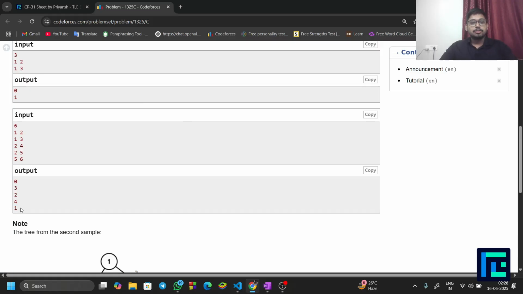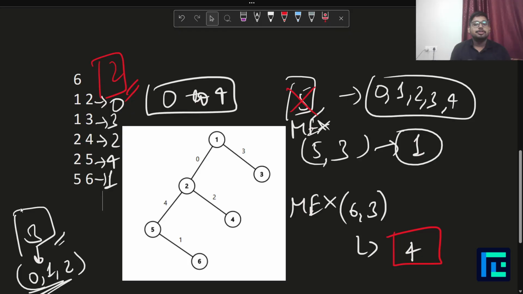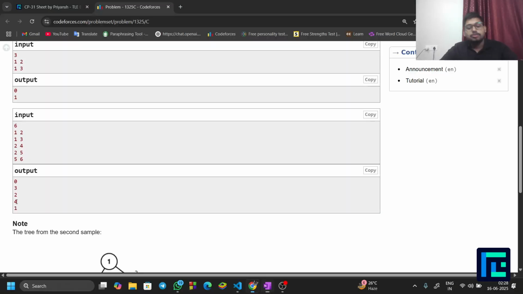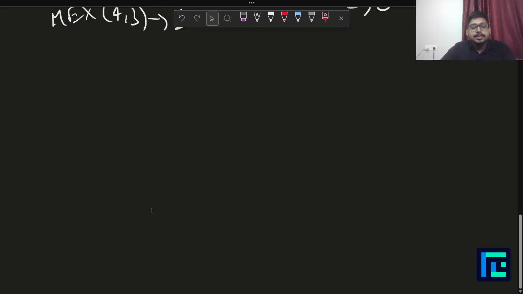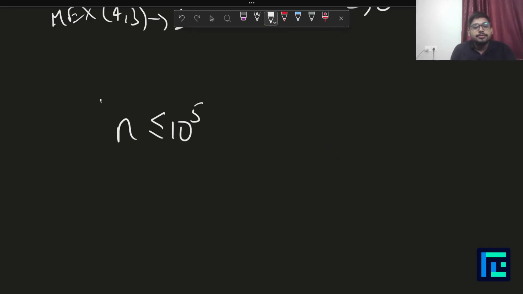Okay, so I hope you understood the problem, what we need to do after understanding this test case. Now, how do we solve this problem? Let's look at the constraint first. The constraint given to us is that n is up to 10 to the power 5. So n is less than or equal to 10 to the power 5.